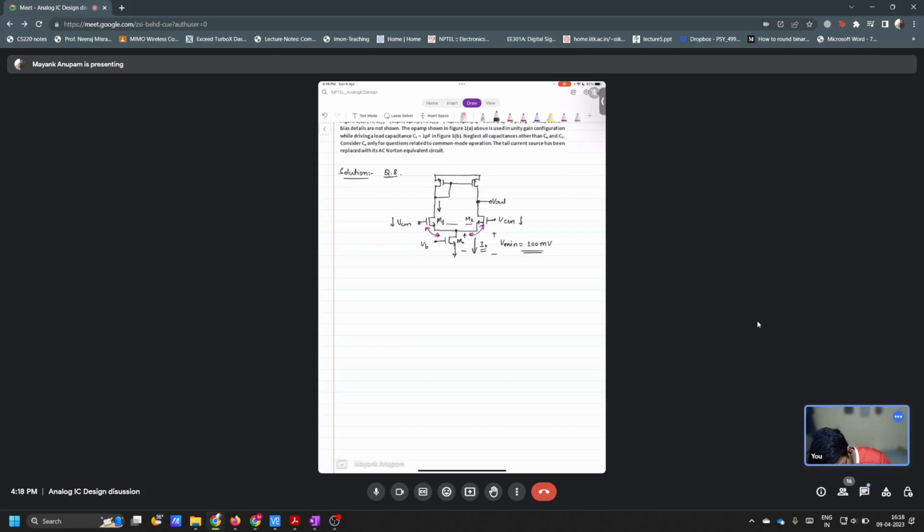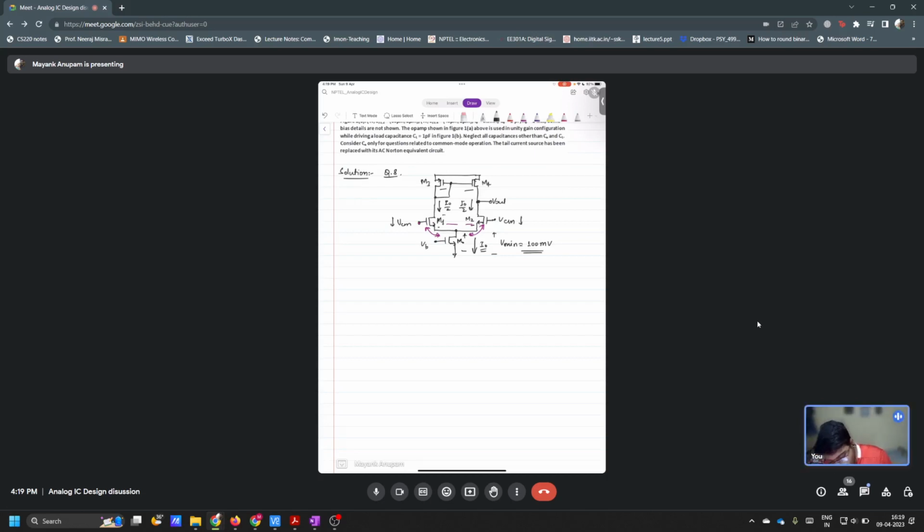Now this I naught is supposed to divide equally between these two, right? I naught by 2. Now the current in this, I naught by 2, is fixed, right? It cannot change. It is fixed by these two transistors, isn't it? Yes, sir. Because they are current mirrors.